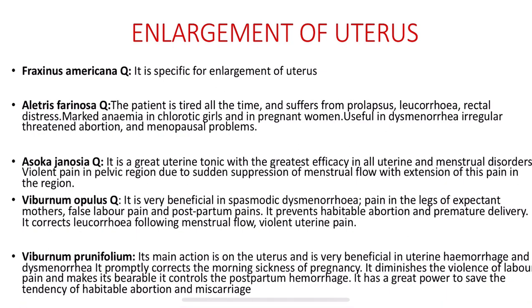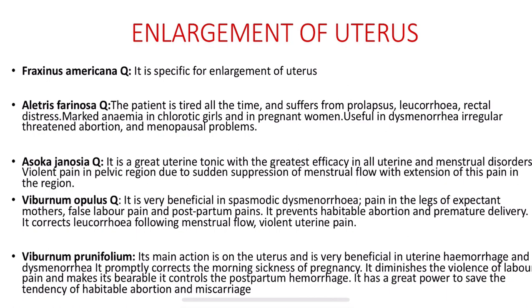So all these, the rectal symptoms associated with the uterine symptoms. There's marked anemia in the chlorotic girls and also in pregnant women. It is useful in dysmenorrhea, irregular menses, threatened abortion, and also menopausal problems. We have Jonesia asoka again here, which is used as a uterine tonic with great efficacy in all the uterine as well as the menstrual disorders.